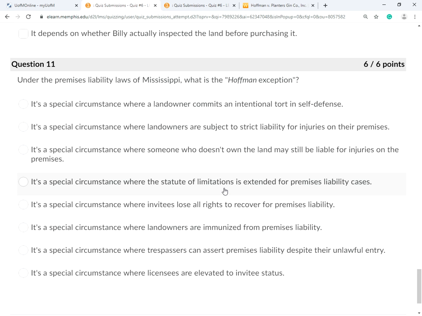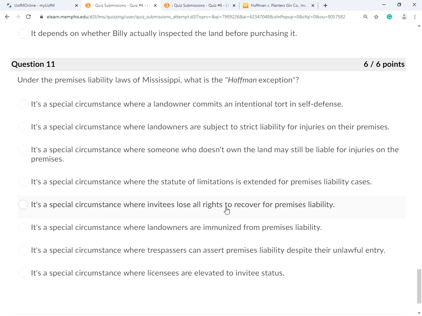It's a special circumstance where the statute of limitations is extended for premises liability cases. And I didn't see this in any of the opinions or any of the head notes that I looked at. So I said, no, that's probably just a red herring. I'm not going to try and chase that down. And it's a special circumstance where invitees lose all rights to recover from premises liability. And I didn't see that in the opinion as well. He's not losing his rights.